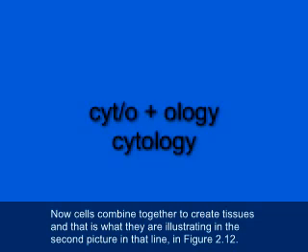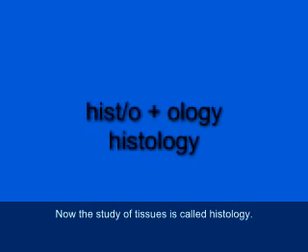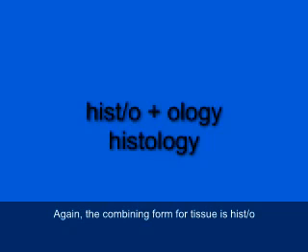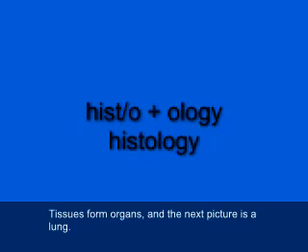Now cells combine together to create tissues, and that's what they're illustrating in the second picture in that line in figure 2.12. Now the study of tissues is called histology. Histology, and again the combining form for tissue is histo, H-I-S-T-O. Tissues form organs, and the next picture is a lung.